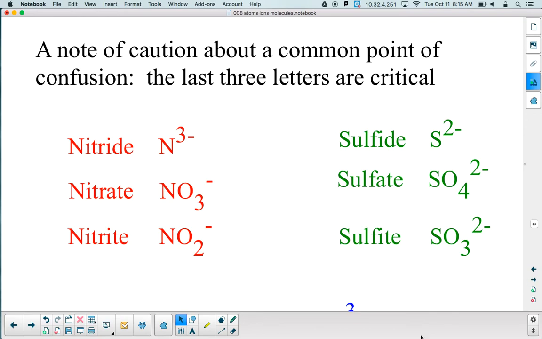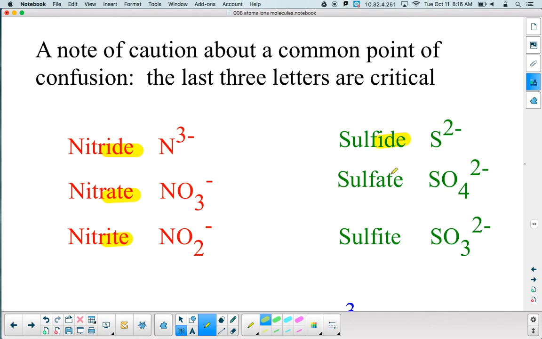Now, there's a point here of high attention that you need to pay attention to. And that is that there are three words that look very much the same: nitride, nitrate, and nitrite. When you're working with chemical naming, you have to pay particular attention to the last three letters. Nitride, which ends IDE, is the monatomic nitrogen ion, N3-. Nitrate is the polyatomic ion, NO3-, and nitrite is the polyatomic ion, NO2-.